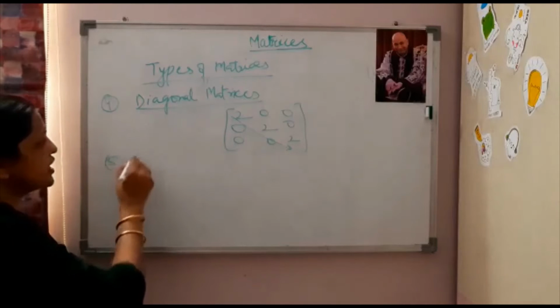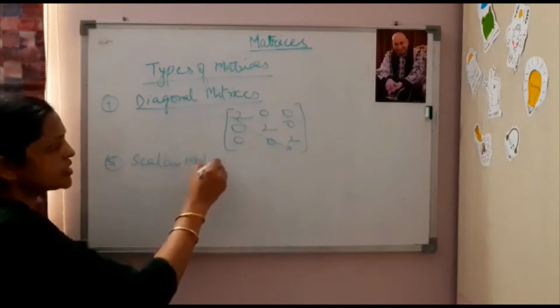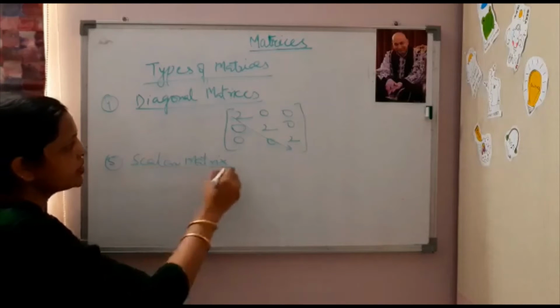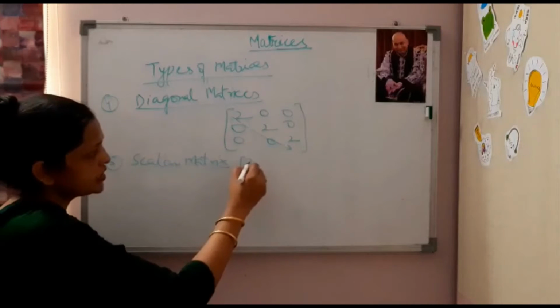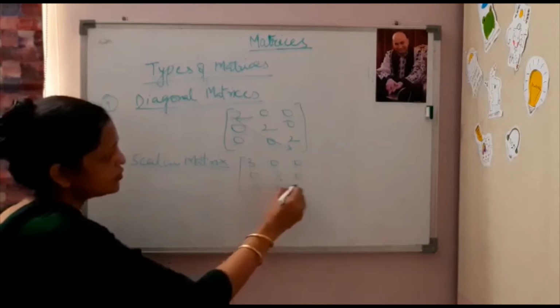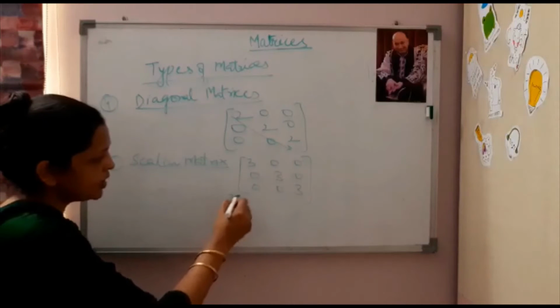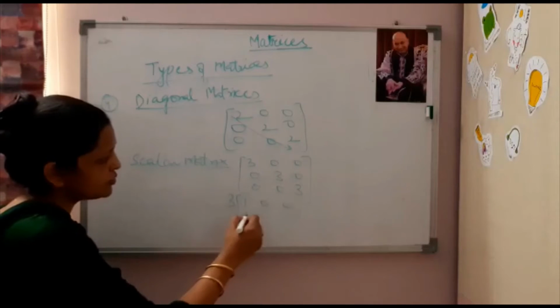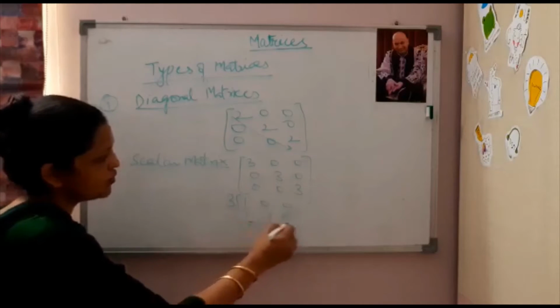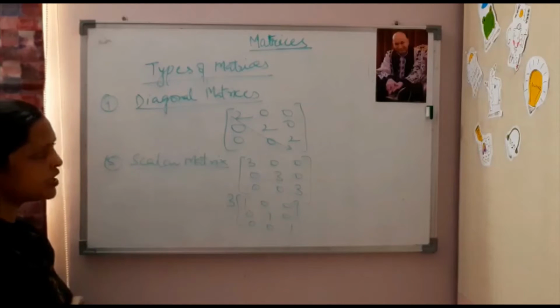Next is your scalar matrix. A scalar matrix is just like the diagonal matrix, in which the diagonal has a single repeated element, say 3, 0, 0, 0, 3, 0, 0, 0, 3. In this case, we will take 3 common. If we take 3 common, this will become 1, 0, 0, 0, 1, 0, 0, 0, 1, like this. Is it clear? So this is your scalar matrix.